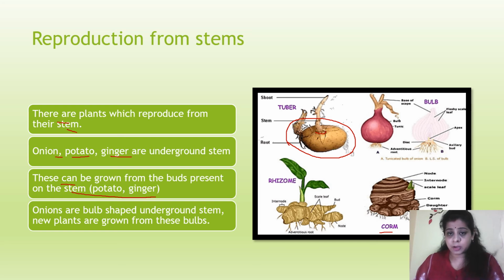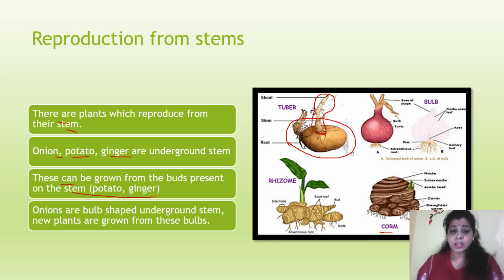White buds, they grow out. These buds are actually shoots which are growing out from the potato. If this potato is placed inside the soil, they can produce new plants also.